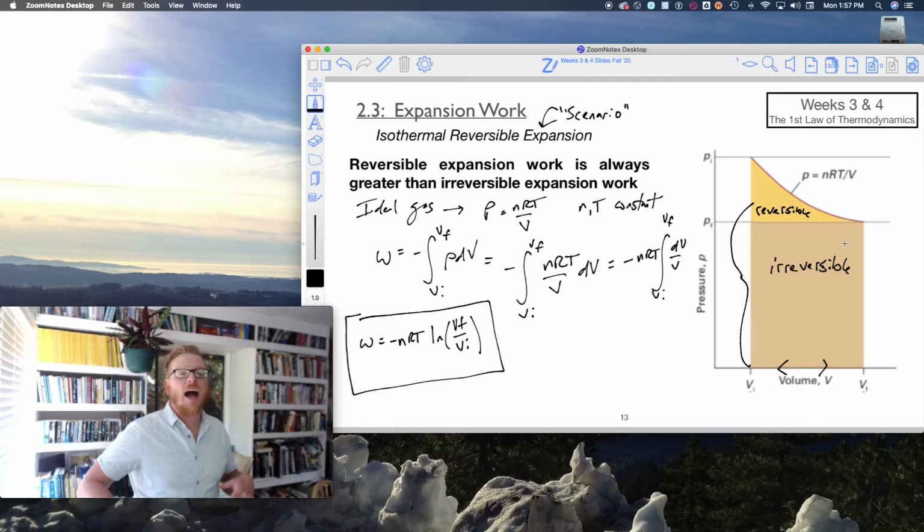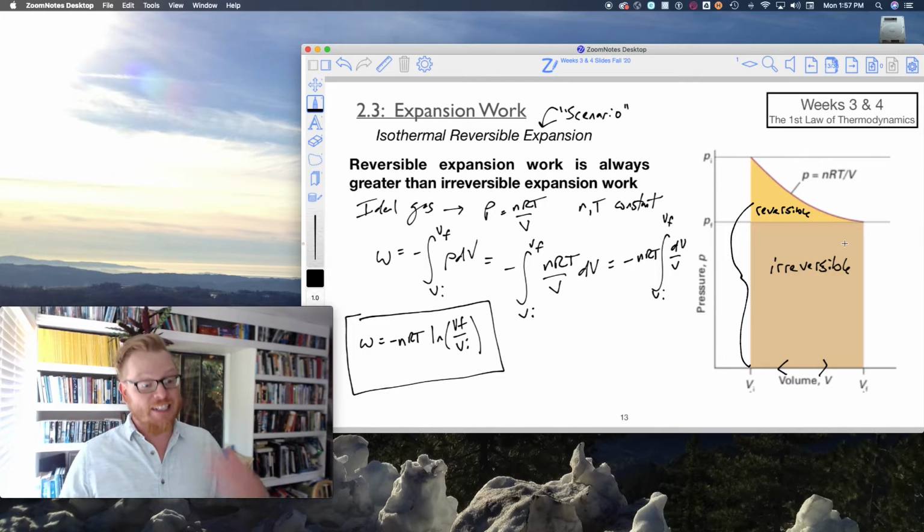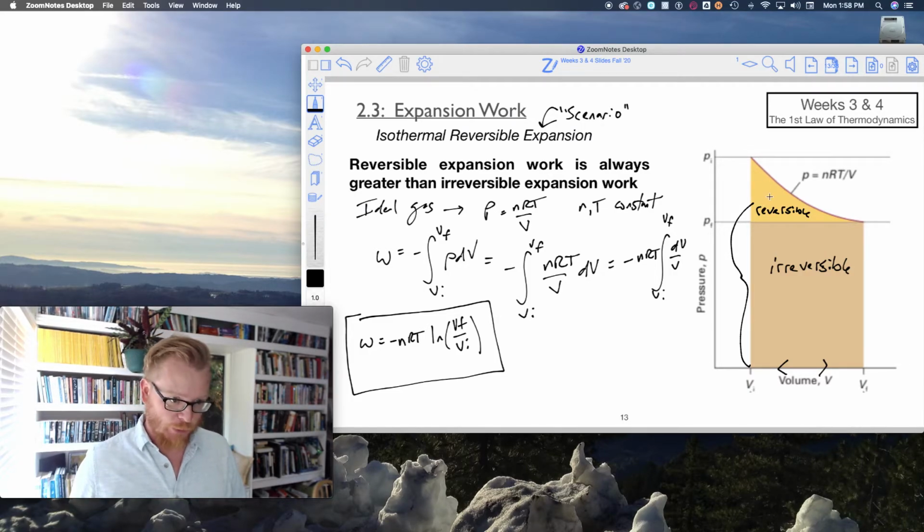So doing expansion work reversibly not only has the quantity of work that would be there if it were irreversible, but it contains an extra quantity needed to ensure that it be reversible. Okay? So it follows that reversible expansion work is always greater than irreversible expansion work. All right?